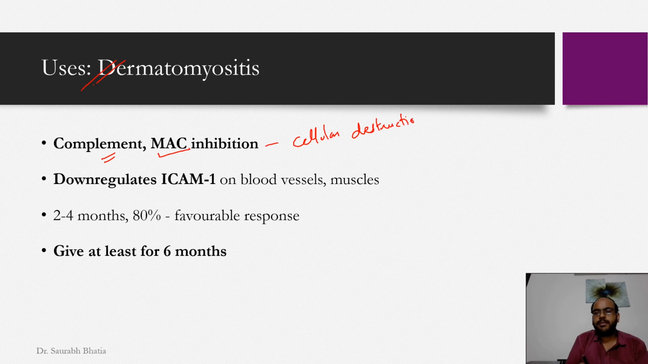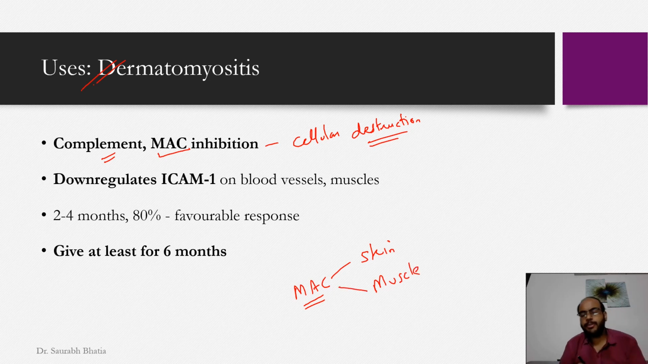One of the earliest findings in dermatomyositis is tissue deposition of MAC. It is one of the earliest histopathological findings. What happens is that this deposition is stopped, in the skin and also in the muscle. So when IVIg is given in dermatomyositis, you see improvement in the cutaneous clinical features and the muscular clinical features also. We know that IVIg decreases ICAM1 on blood vessels, and this leads to decreased migration of inflammatory cells.